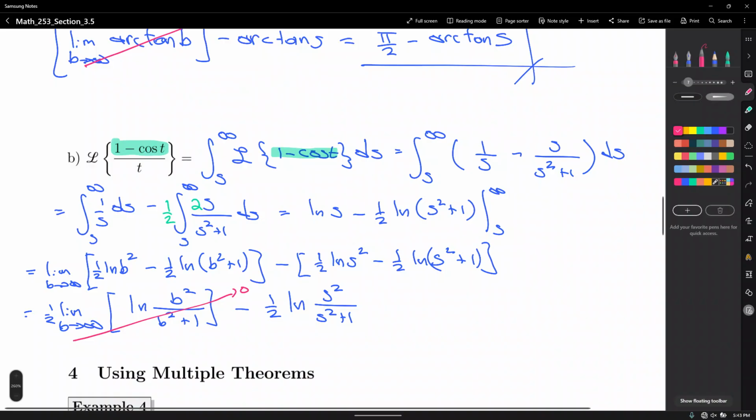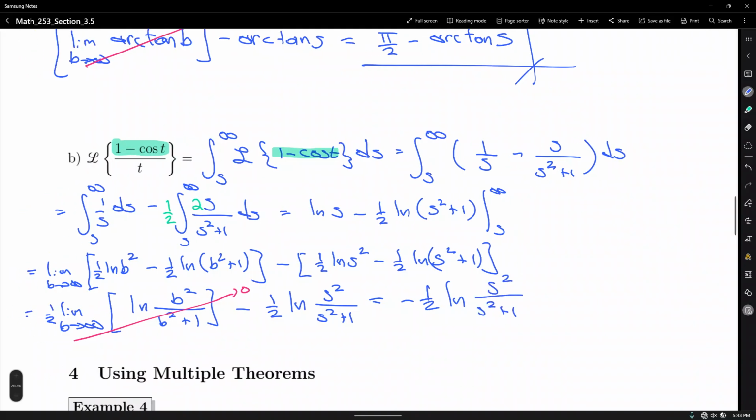So the final answer is simply this result: negative 1/2 ln of s squared over s squared plus 1. Now, if you don't like the negative sign in the front, that's no problem. Get rid of the negative, and write s squared plus 1 divided by s squared. Either way, okay?